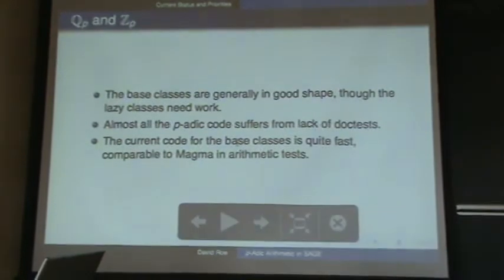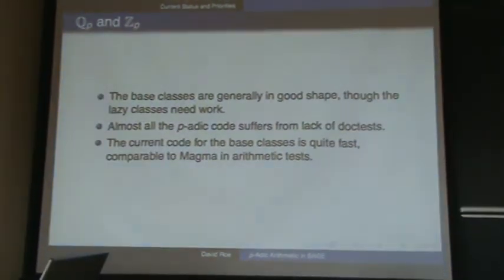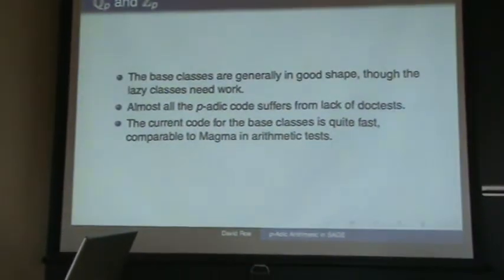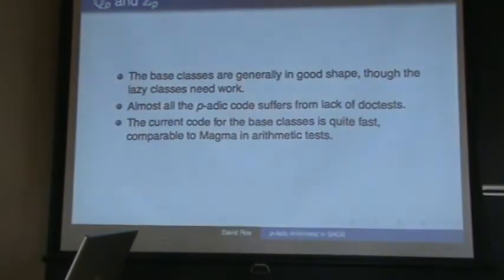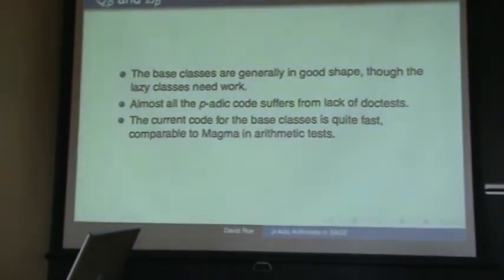So, current status. The base classes are generally in fairly good shape, though. There are four different types of precision handling in Sage. You can look at the relative precision of an element, which is the precision of the unit part, or the absolute precision, which is just big O of p to the k. The k there is the absolute precision.